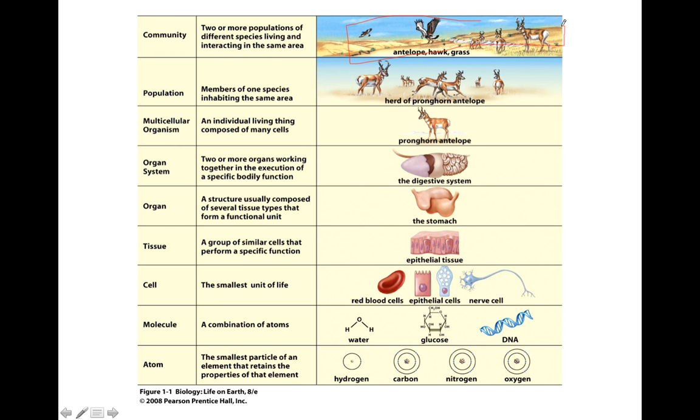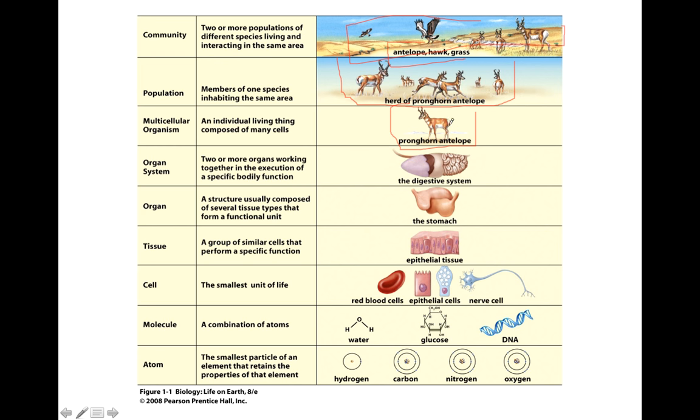Like I was saying, it's not one species or two species. There are more species living in the same area, for example, antelope, hog, and grass. In this picture, you would see members of one species inhabiting the same area. And here we have an individual living thing composed of many cells. When two or more populations of different species live and interact in the same area, it's called a community. Populations are members of the same species, and a single individual living thing composed of many cells is a multicellular organism.